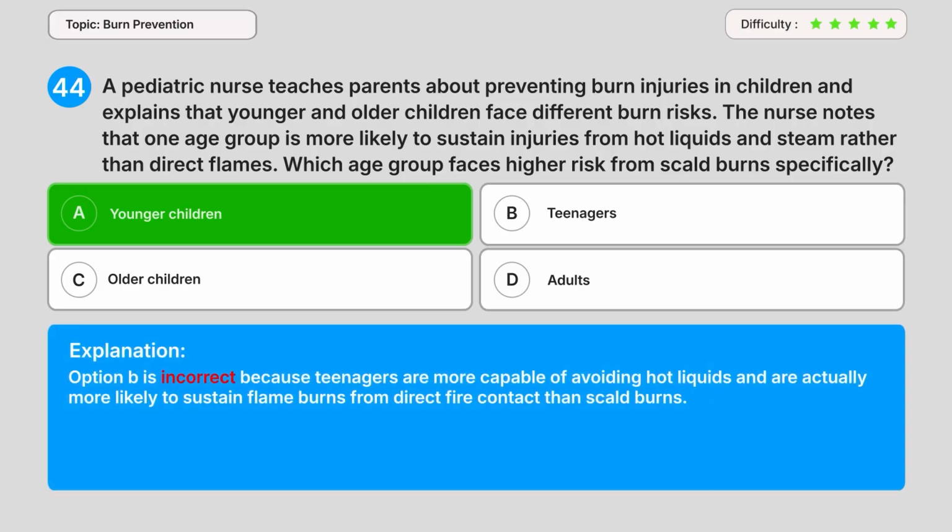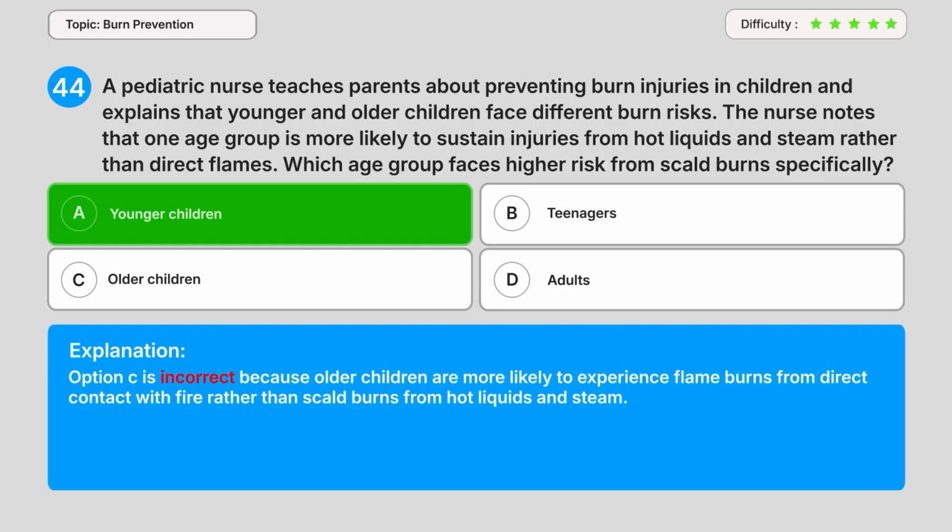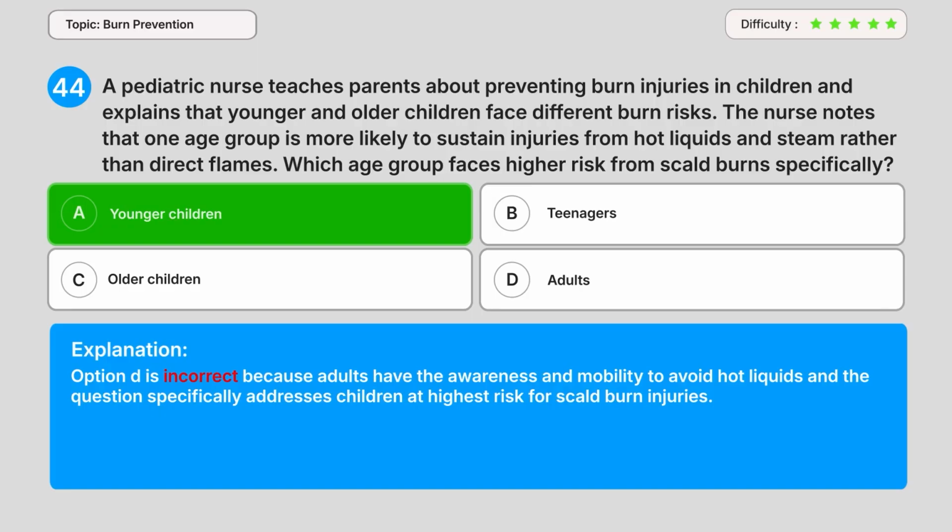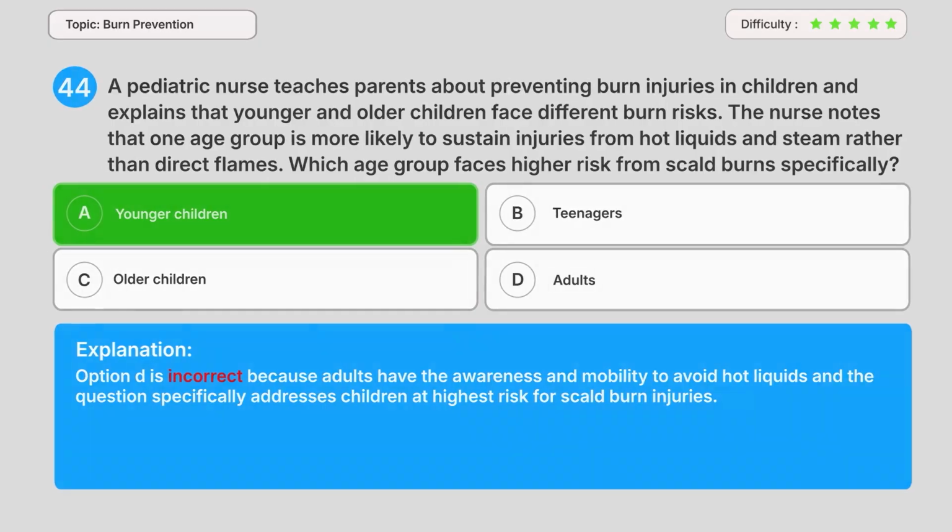Option B is incorrect because teenagers are more capable of avoiding hot liquids and are actually more likely to sustain flame burns from direct fire contact than scald burns. Option C is incorrect because older children are more likely to experience flame burns from direct contact with fire rather than scald burns from hot liquids and steam. Option D is incorrect because adults have the awareness and mobility to avoid hot liquids, and the question specifically addresses children at highest risk for scald burn injuries.